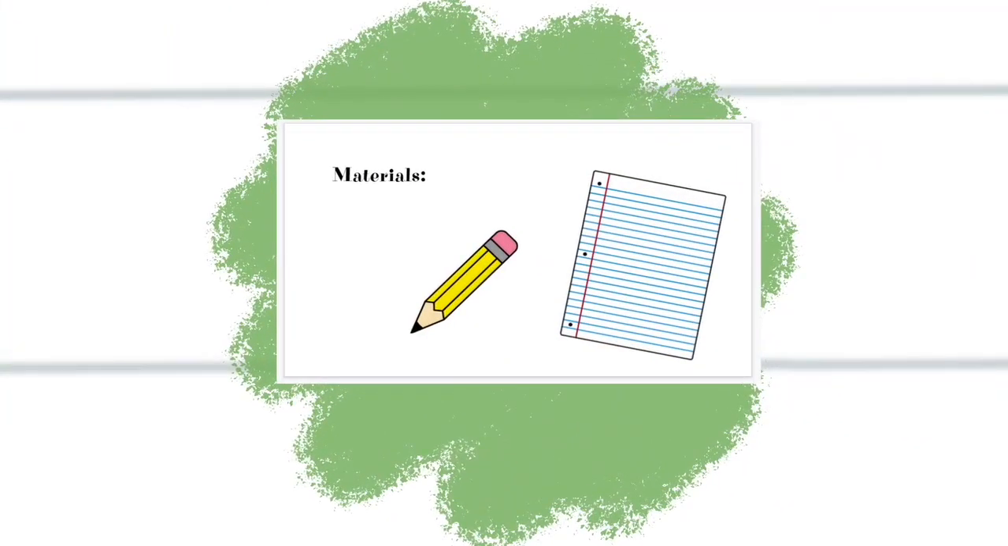Your learner will need a pencil and a piece of paper. You'll see this symbol when those materials are needed.